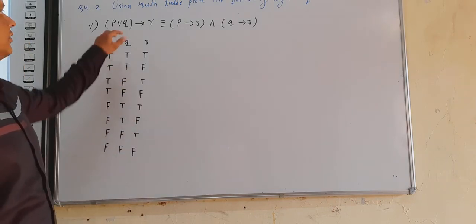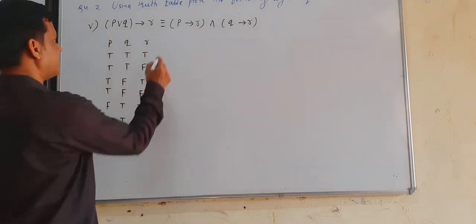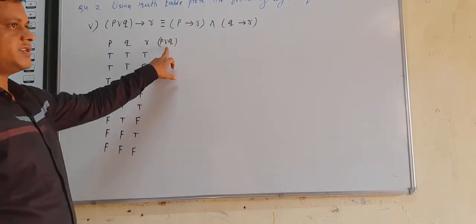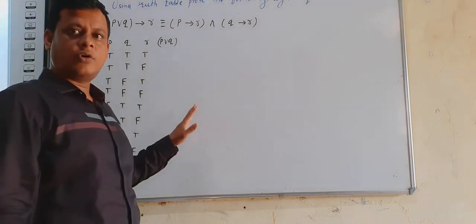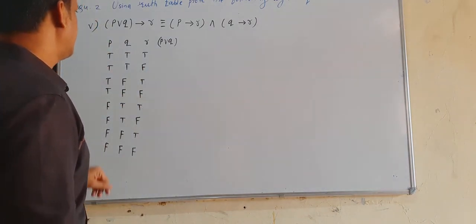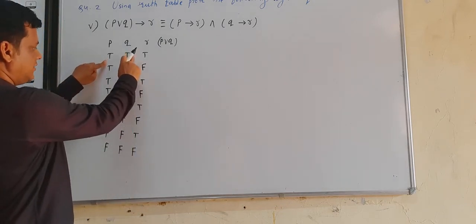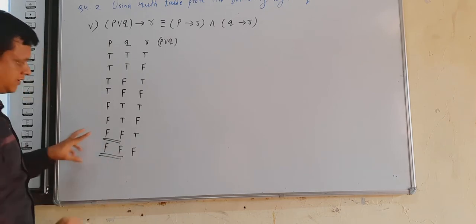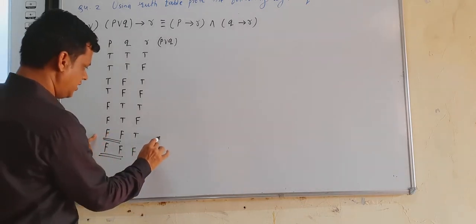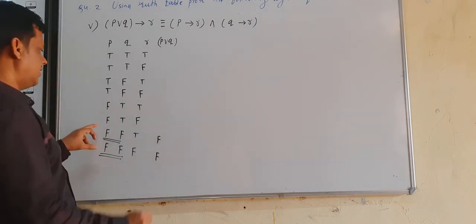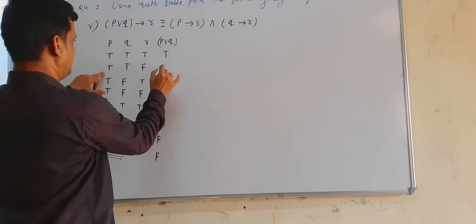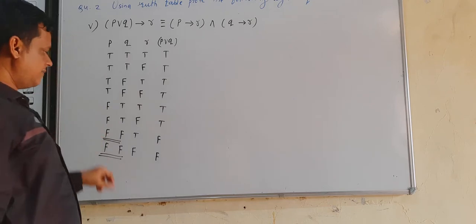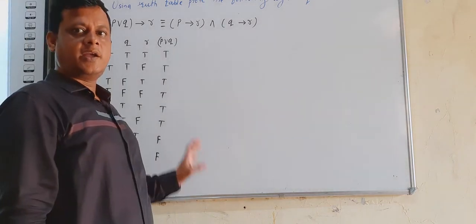Now we have to prepare the column P or Q. Here is disjunction. In disjunction, if both the statements are false, then only its result is false, otherwise true. Both the statements are false in the last 2 entries. That means here only its truth value is F, otherwise true. This is an easy way to write the entries in the column.